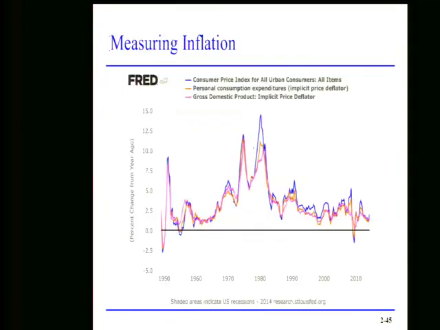Here's a chart that shows these three price indexes, the GDP deflator, the PCE deflator, and the consumer price index, year-on-year changes. So this is our measure of inflation over a long period of time. Again, notice they all seem to move together. So when one's going up, pretty much the other one's going up.